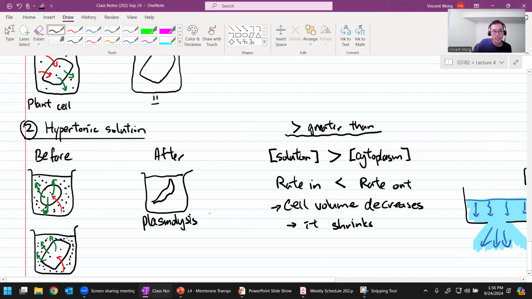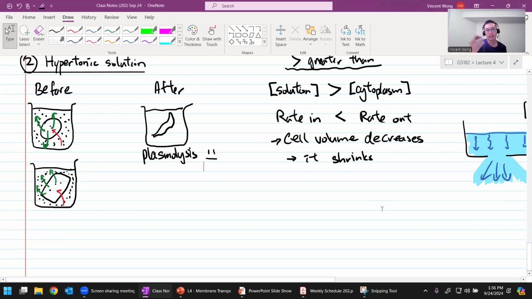So for animal cells, it's okay. It's not ideal anymore, but they're going to live. That's what happens when you don't drink enough water. When you're dehydrated, sweating a lot on a hot summer day for hours and not drinking, then your cells are going to shrivel up like that in the body, and they're not going to be happy. But you'll live. Obviously you need to rehydrate, right? But you'll live for the time being.